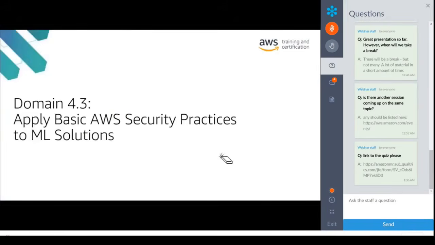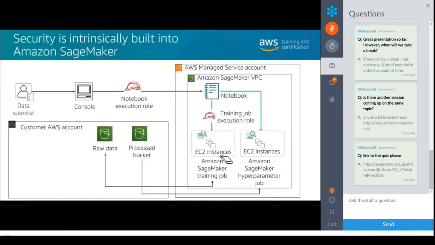Apply basic security principles. Yes. So security is intrinsically built into SageMaker. We do encryption of data in the instances that are backending the notebook. There's encryption. You can run this all within a VPC. So the point is that we have security for SageMaker. You can run your instances in a VPC. That gives you network security.